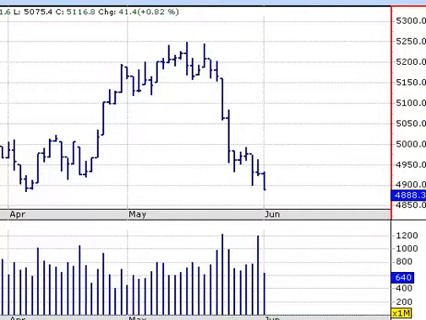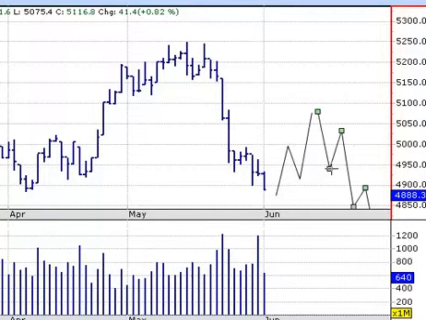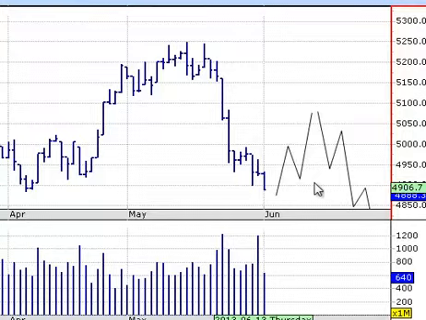But look, anyway, after 5 waves, we get a 3-wave counter trend. That's what we'll be looking at, and then we'll be looking at another 5 down through here to finish that corrective pattern. The banks are in pretty much the same boat as well.